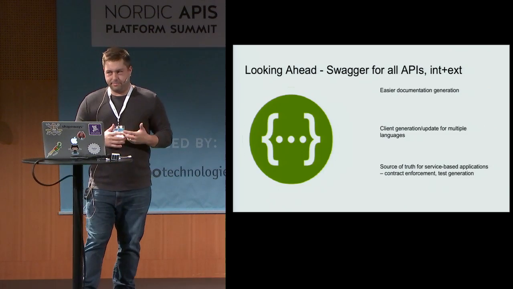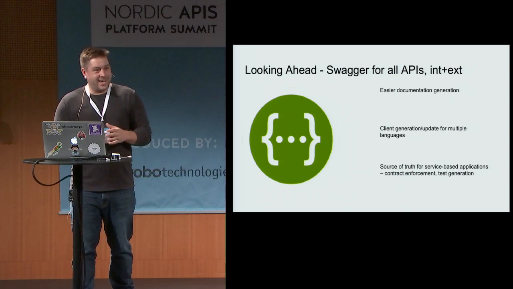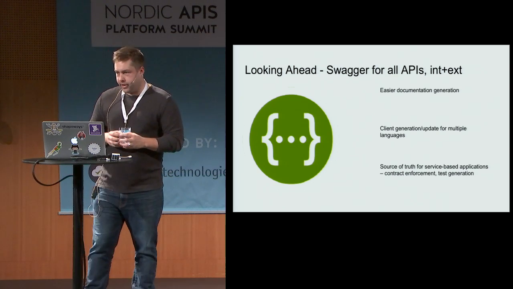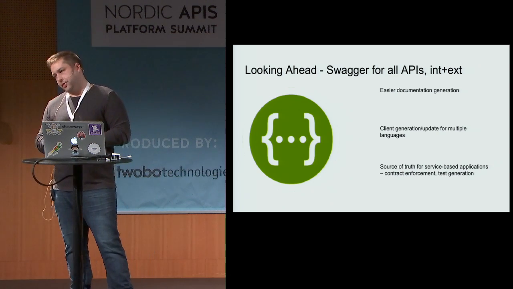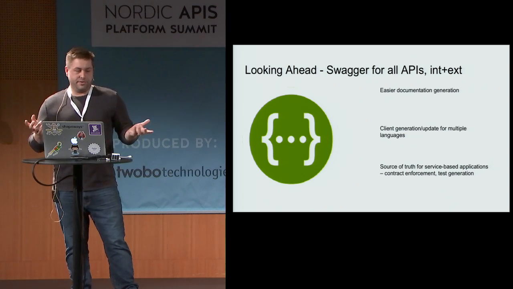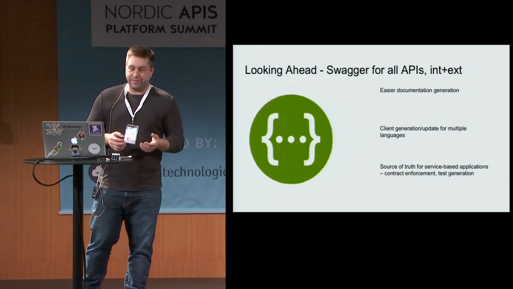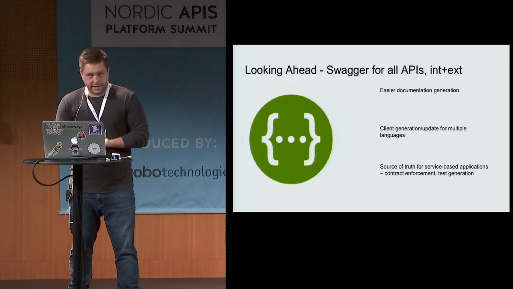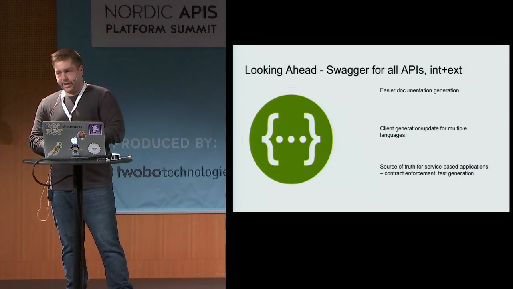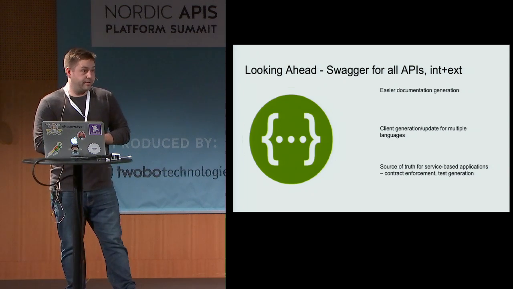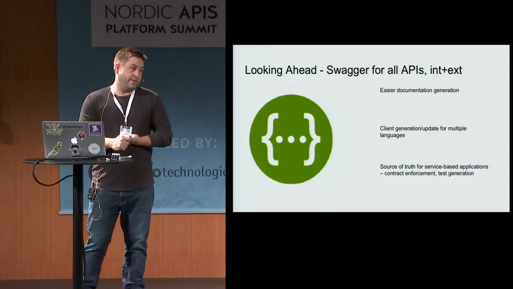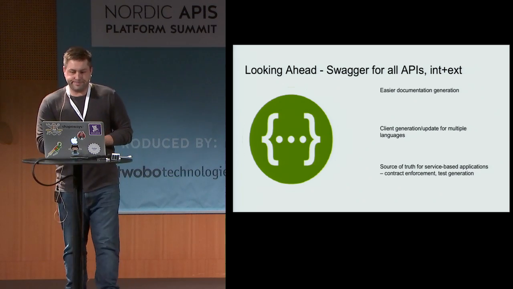We've heard people talk about Swagger. We're looking at implementing that as well for all of our APIs, both our internal and our external ones, for all the reasons that you heard spoken about before: client generation and updating, test generation and execution, and serving as a single source of truth, so we make sure that what we're building is exactly what we're shipping.